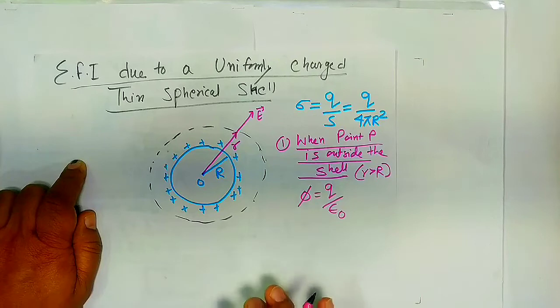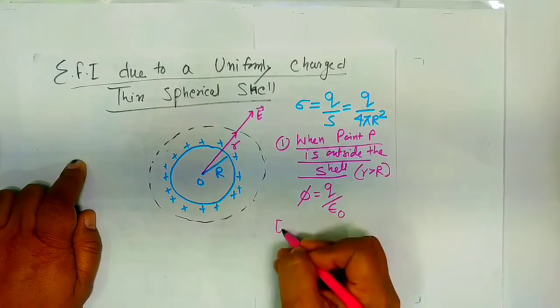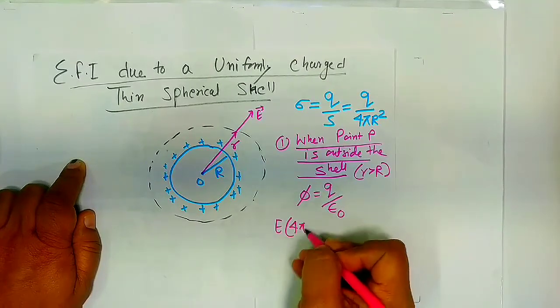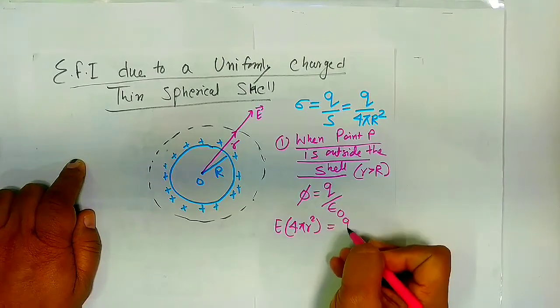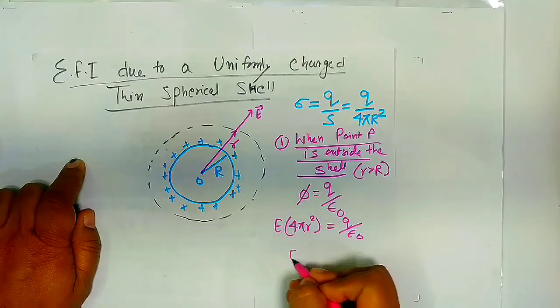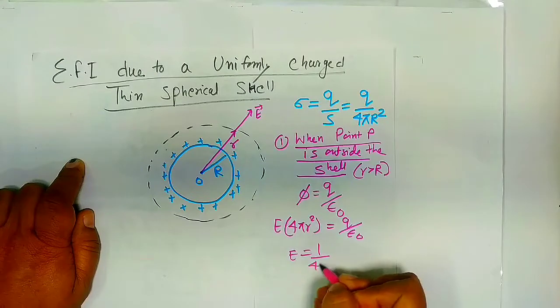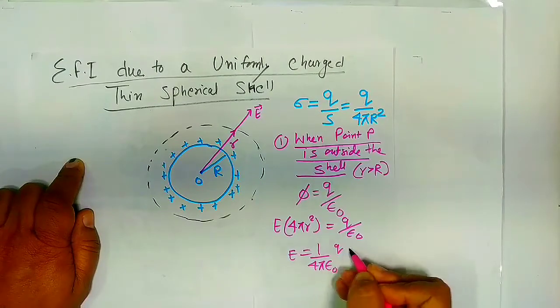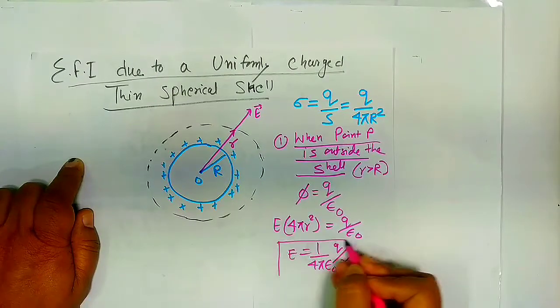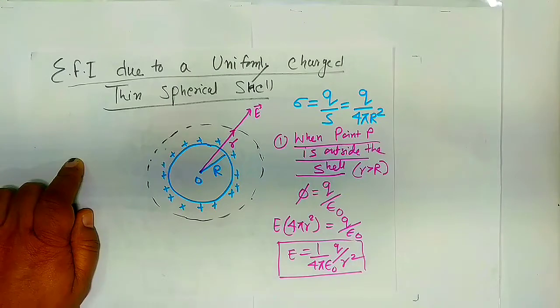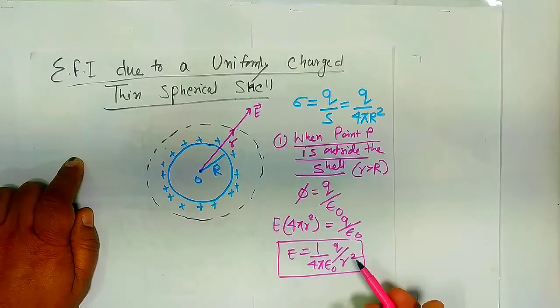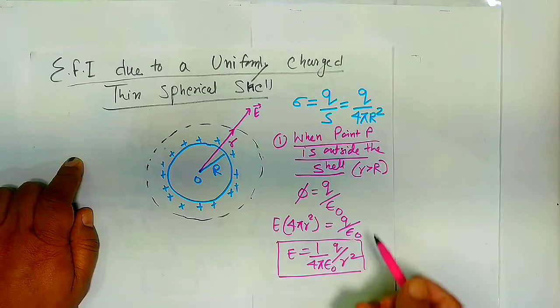All of you know Gauss theorem. And then what is phi? EA. What is A? It is 4 pi r square, Q by epsilon naught. So finally E will be 1 upon 4 pi epsilon naught Q by r square. You remember this? This is also for a point charge. So E is simply 1 upon 4 pi epsilon naught Q by r square.